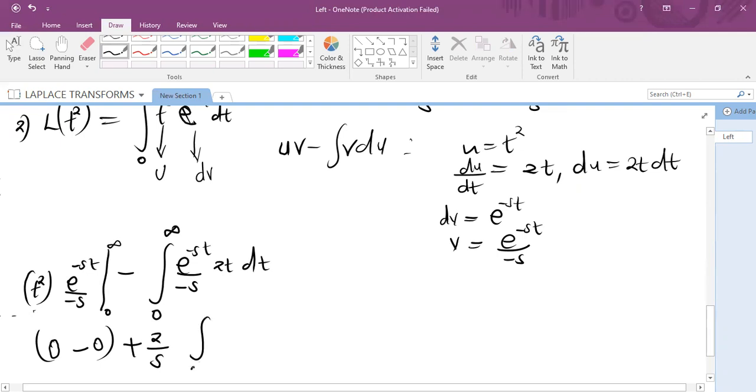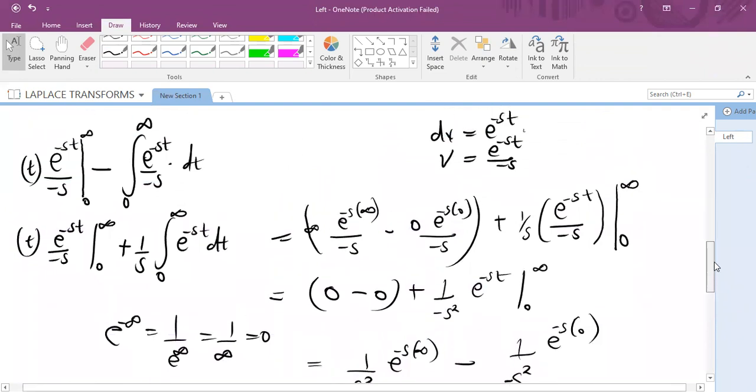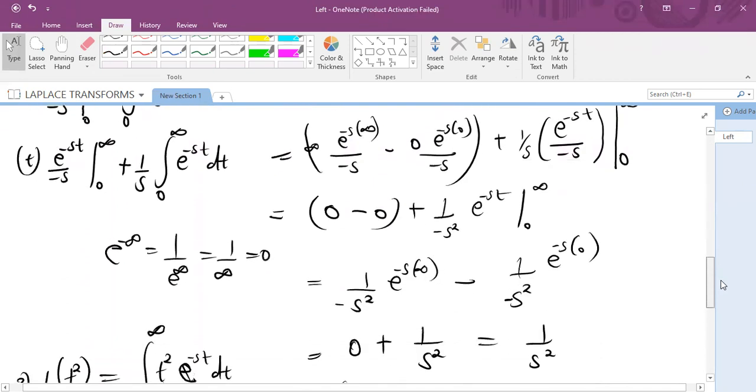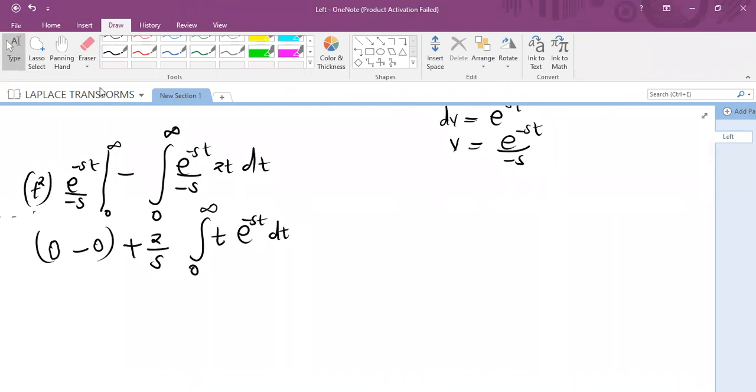Then what do I have inside the integral sign? Integral from 0 to infinity of t exponential minus st dt. Now we already evaluated this one in the first part, because that's what we were looking for. The Laplace transform of t: we evaluated this integral and we got that the answer was 1 over s squared. So I really don't have to do it again, I just want to replace it here.